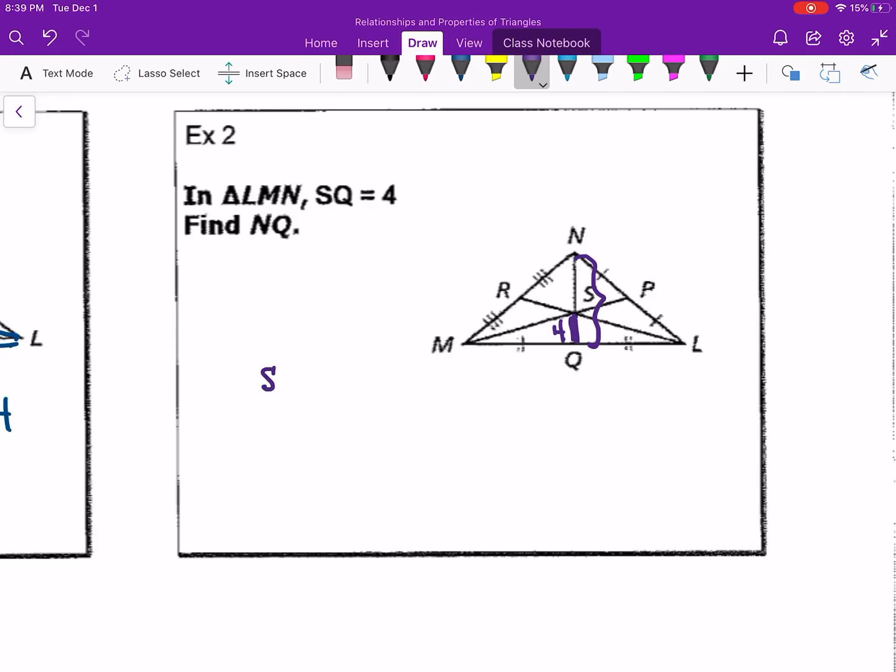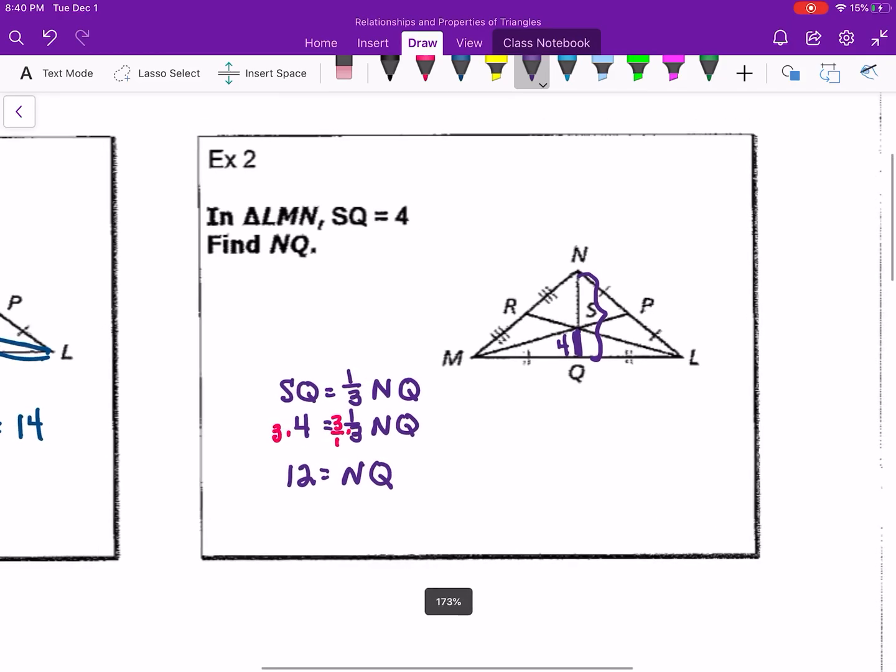So the formula is short piece, SQ is 1/3 of the way, all the way across. So 1/3 of NQ. Substitute in what you know. SQ is 4. And then solve for NQ. To eliminate the 1/3 from that right-hand side of the equation, we're going to multiply both sides of the equation by the reciprocal of the fraction. And we get that 12 equals NQ. And that's what we were trying to find. It is 12 units all the way across the median.